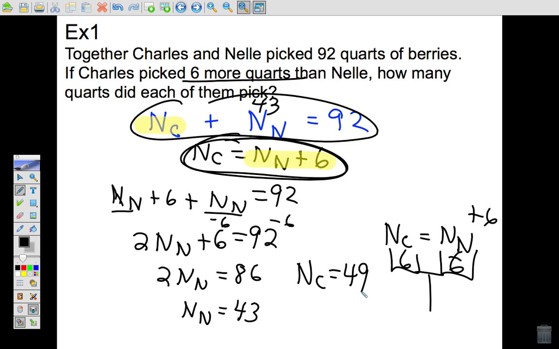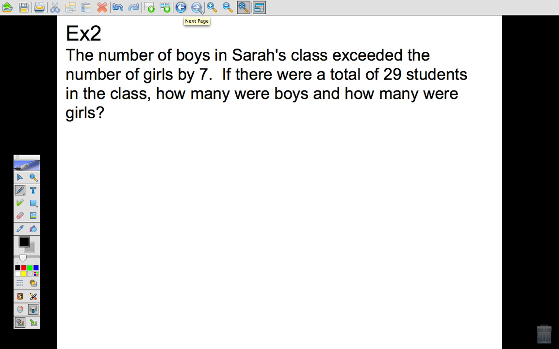And let me just check that. And that should be right. Now, these should be easy to check, because if you add these together, you should get your total of 92 quarts. And look at it, did Charles pick 6 more quarts than Nell did? And that's correct. So it works out then. All right, let's take a look at one more example, example 2.